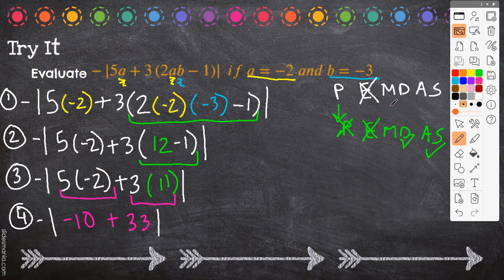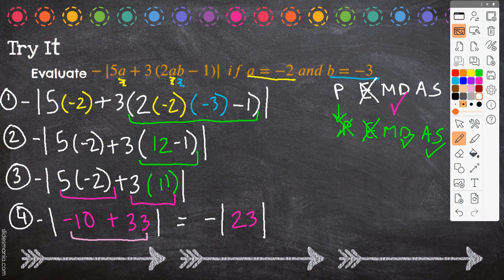All right, so we do addition and subtraction next. -10 plus 33. That's all that's left. Well, there's a little bit more, but don't worry. -10 plus 33 is 23.